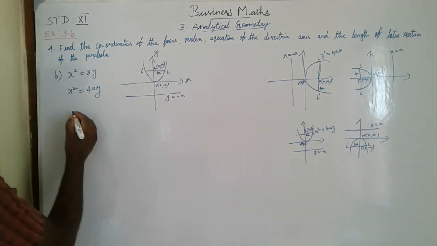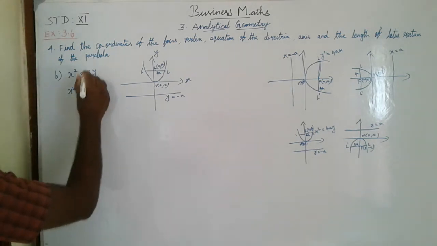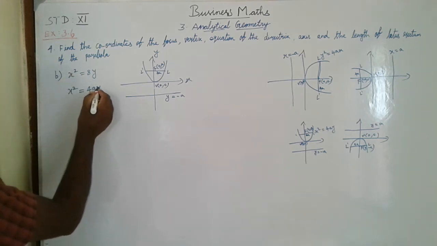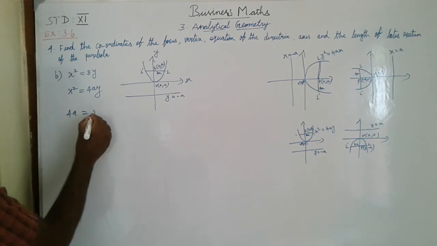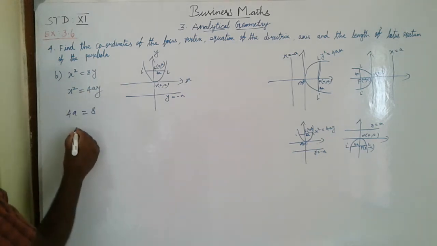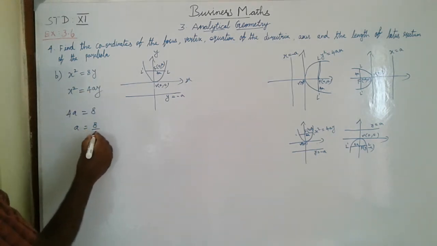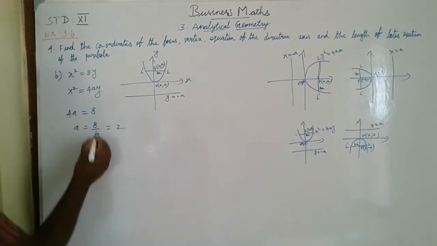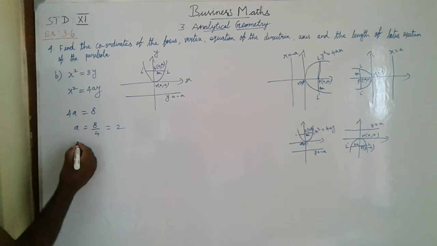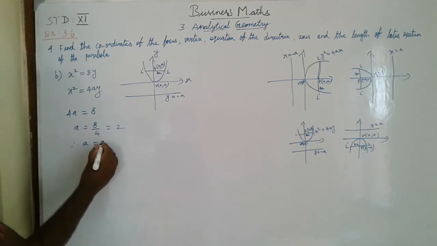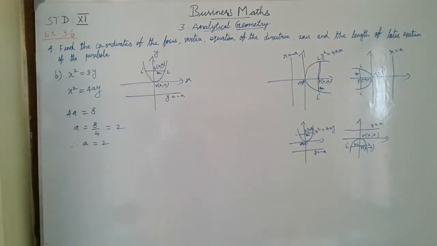So we should first find out 4a. X square, y. So 4a equal to 8. Compare them. A equal to 8 divided by 4, which equals 2. Therefore a equal to 2 is the value. The first one we should find out is the focus.